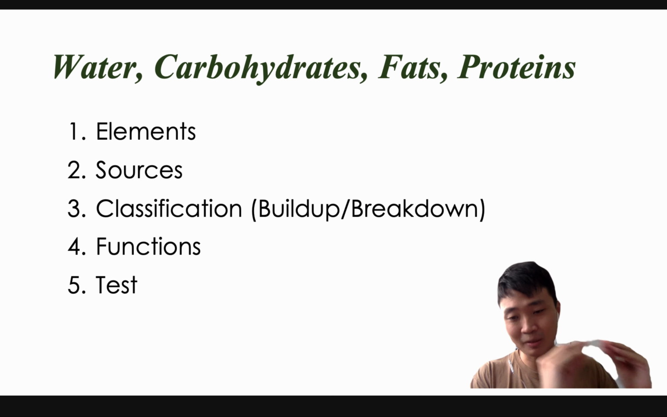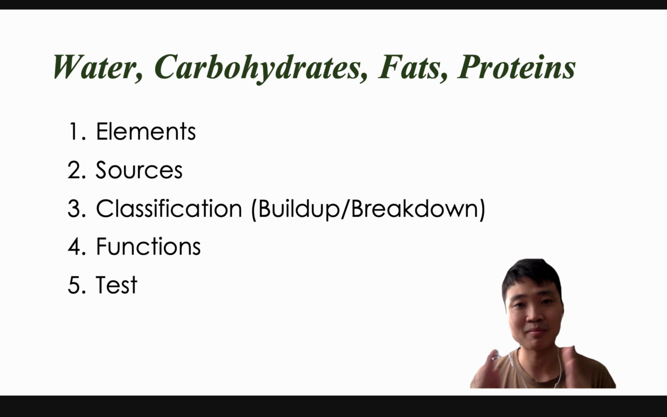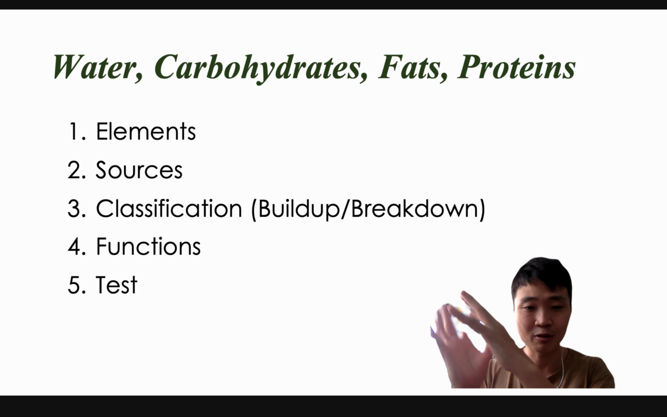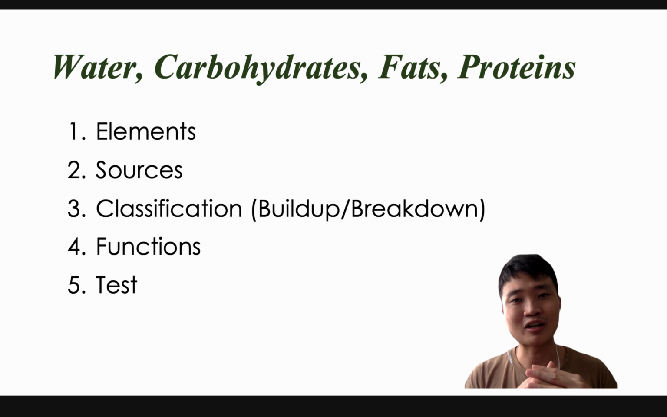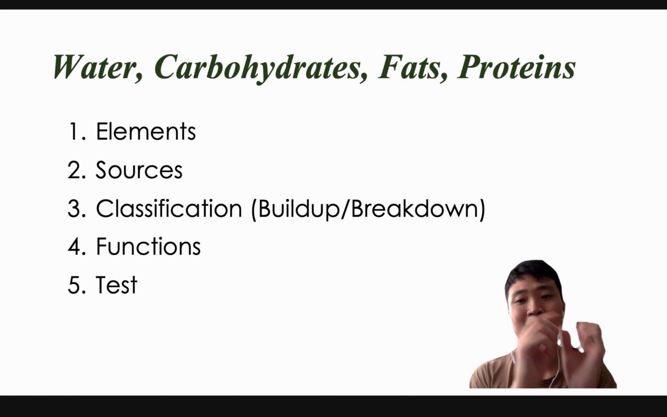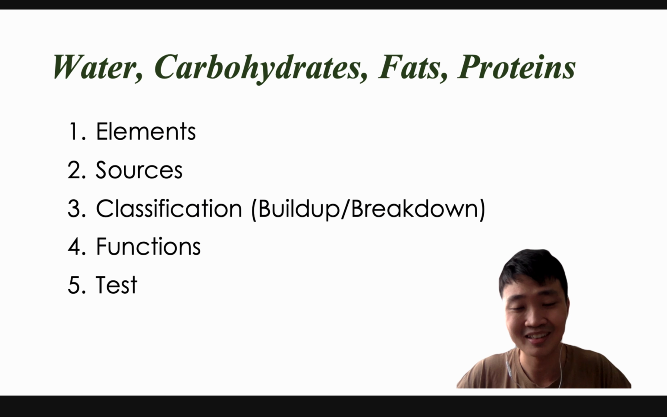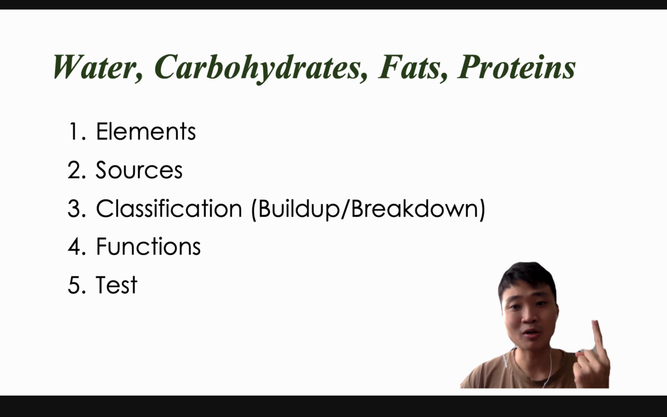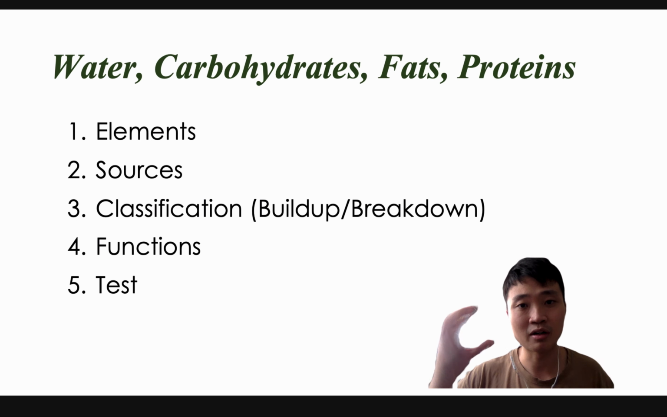Classification means what is the simplest unit, then what's the most complicated unit, and how they build up and how they break down. So for example, for carbohydrates, shall we just do a quick recap? For carbohydrates, we start off with monosaccharides, just one unit of sugar. Then it becomes disaccharide, so two units of sugar. Then it becomes polysaccharide, where there are many units of sugar. Right, but for fats, what do we have? We have glycerol and three fatty acid chains. They put together, you'll become a fat molecule.